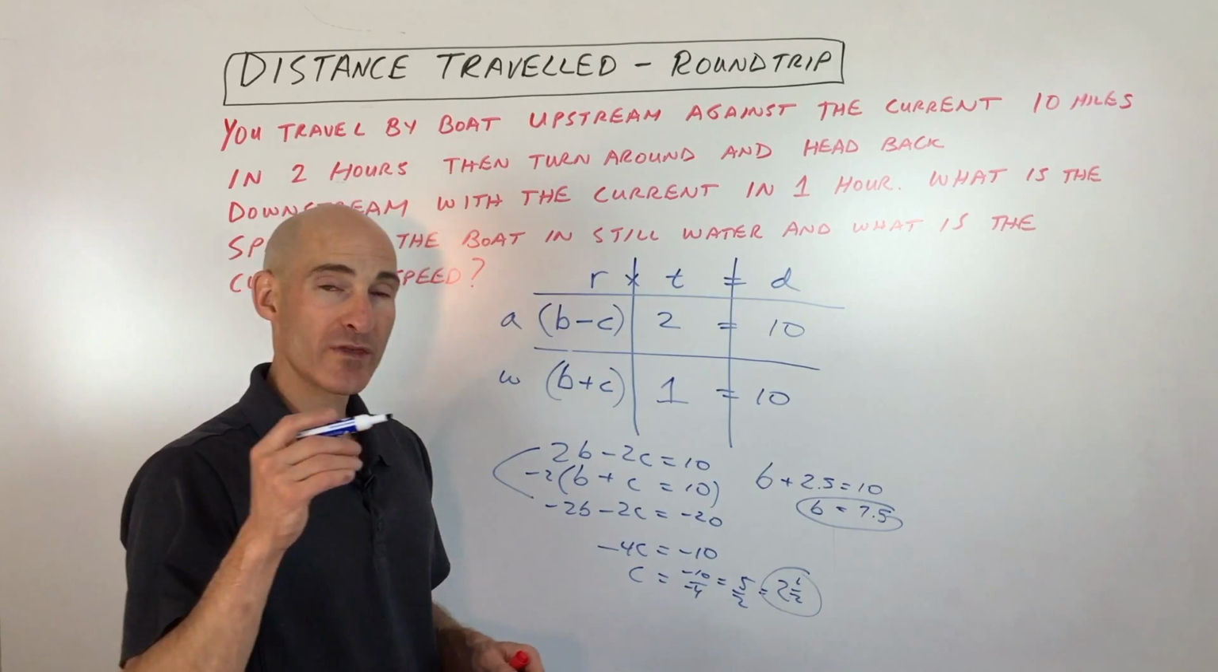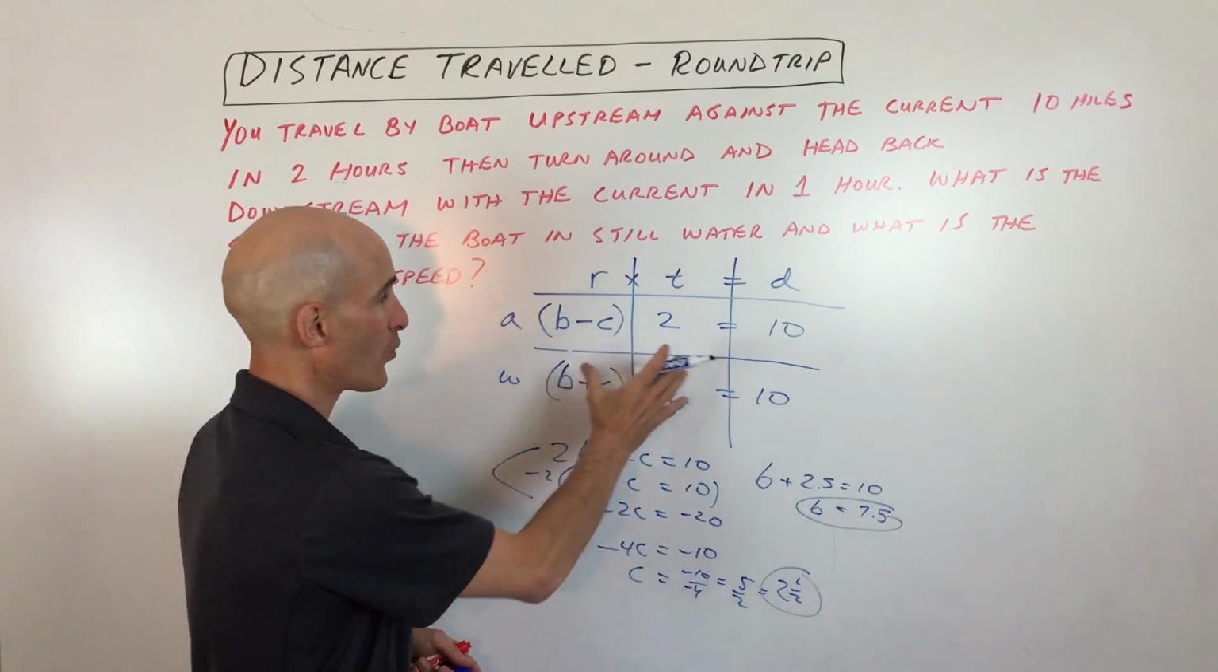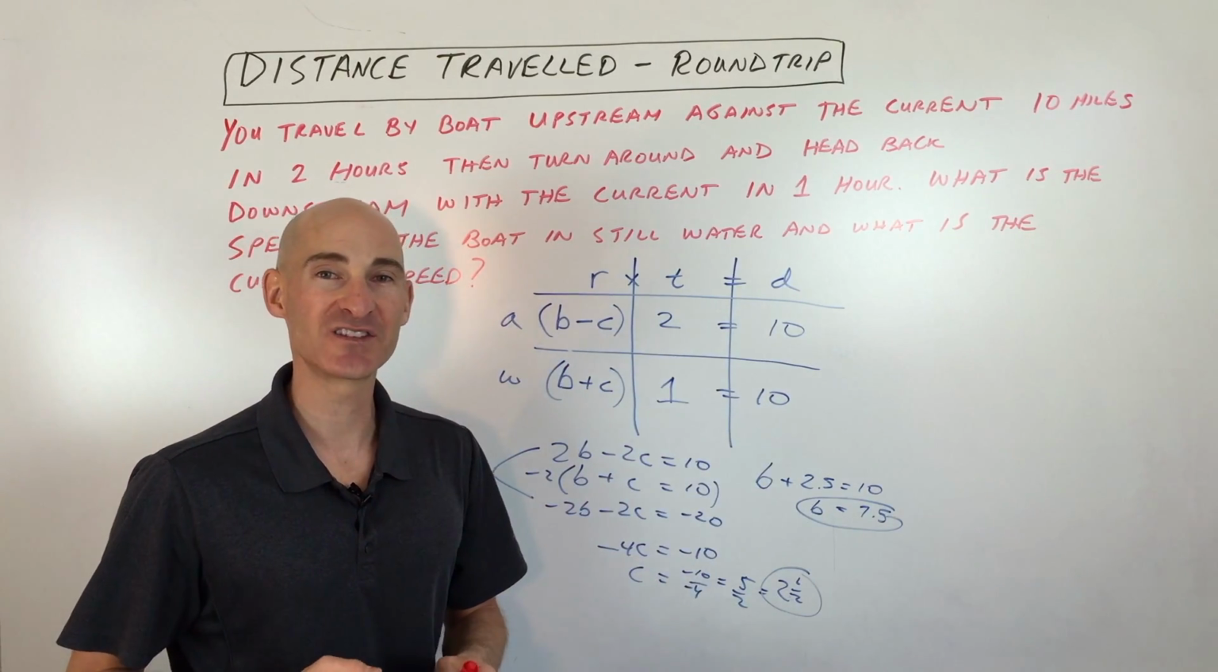So you're just going with the current. That's B plus C. Against the current, B minus C. And if you organize your information in a table like this, that'll help you to write your two equations, and then you can solve the system.